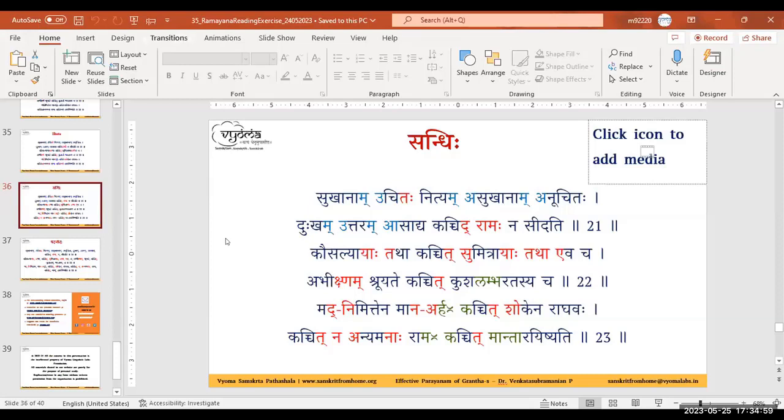In Mad Nimittena, actually Samasa has occurred there. So in Samasa, we keep the Pratipadika forms. So Mad is the Pratipadika. So we start from the Pratipadika. The Pratipadika is the root of the Subantas or the noun forms. So we have to start from Mad. If we have separate words, then we can start from Mad.